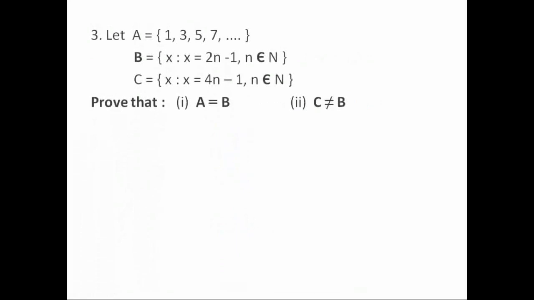Now let's move on to the next question. Let A = {1, 3, 5, 7, and so on}. Means we can clearly see that they are the set of odd natural numbers.